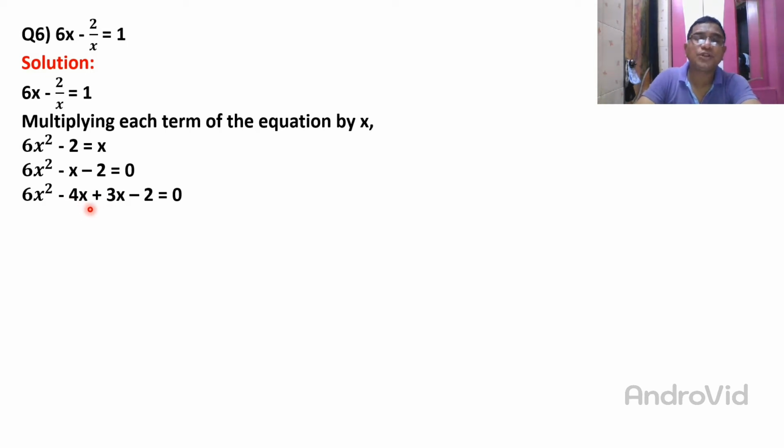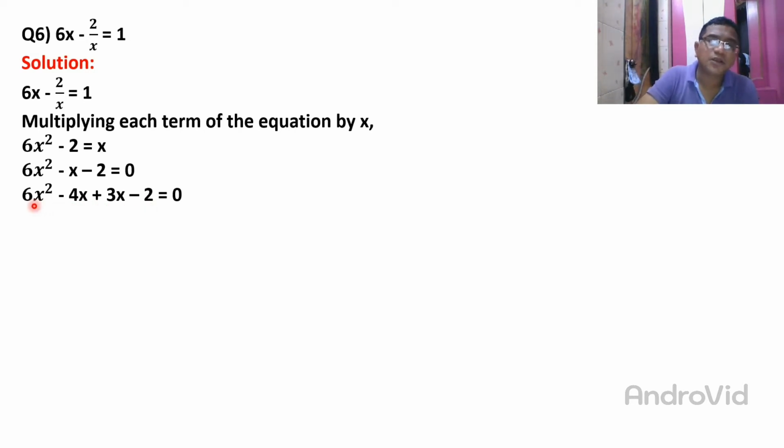4 into 3, 4 threes are 12. In multiplication, the signs of both numbers are not the same, so the answer is negative: minus 12. Then see here, 4 is negative, 3 is positive. Are the signs the same? No. The signs are not the same, so subtract 4 minus 3. What remains? 1. The bigger number's sign is minus, so minus x. So 6x square minus 4x plus 3x minus 2.